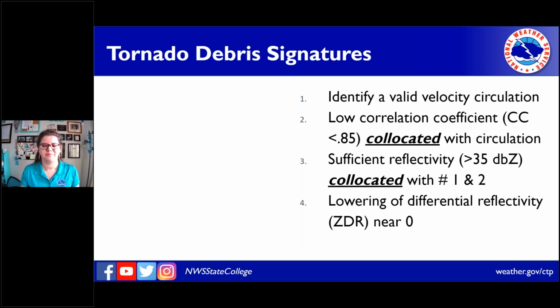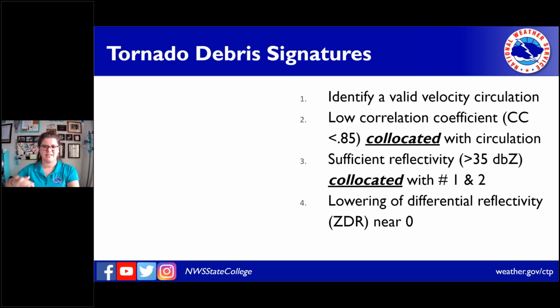And then also look for that lowering in differential reflectivity. Remember that when we talked about ZDR near 0, we said that that was for stuff that's spherical, but everything doesn't have to be spherical for us to get a ZDR near 0. For example, if we had a bunch of different particles and the orientations were all sorts of different directions, some vertical, some horizontal, some crisscross, on average, the orientation of those shapes is going to be 0 because they're not all facing the same way.